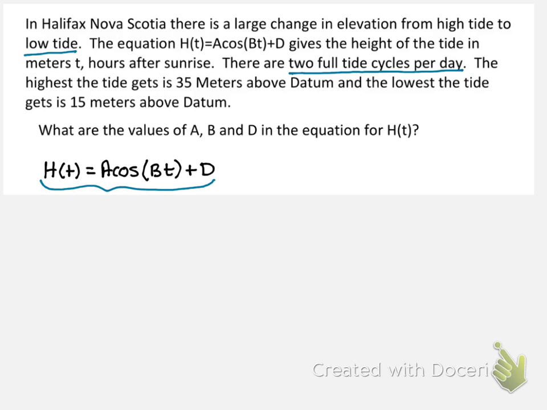And the day has 24 hours. And if there's two of those, that means our period is equal to 12 hours. The highest tide gets to 35 meters above datum, and the lowest tide gets to 15 meters above datum.